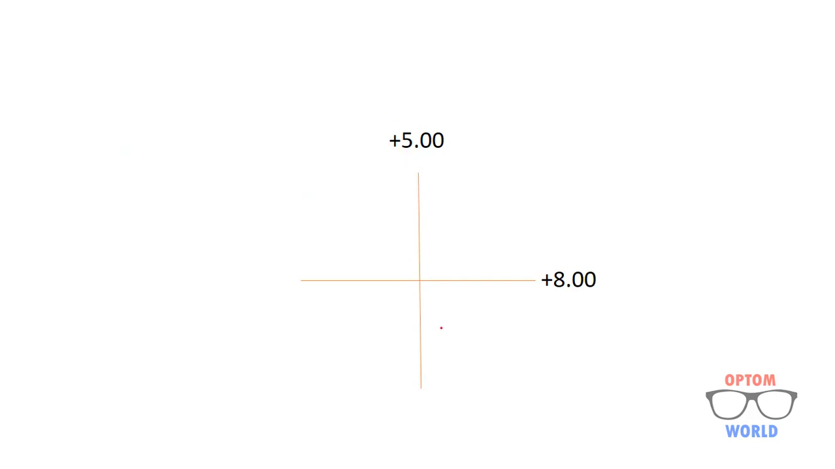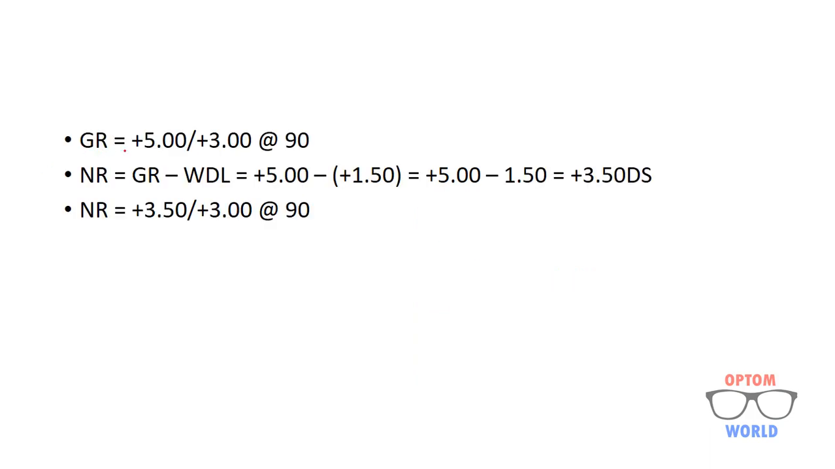Let's suppose this is the case. We have performed retinoscopy and we get plus 5 diopter at 90 degree meridian and plus 8 diopter at 180 degree meridian. We have not used any working distance lens, and we have performed the retinoscopy again at 67 centimeter, so the working distance lens will be plus 1.50. So the gross retinoscopic value here will be plus 5 with plus 3 cylinder at 90.